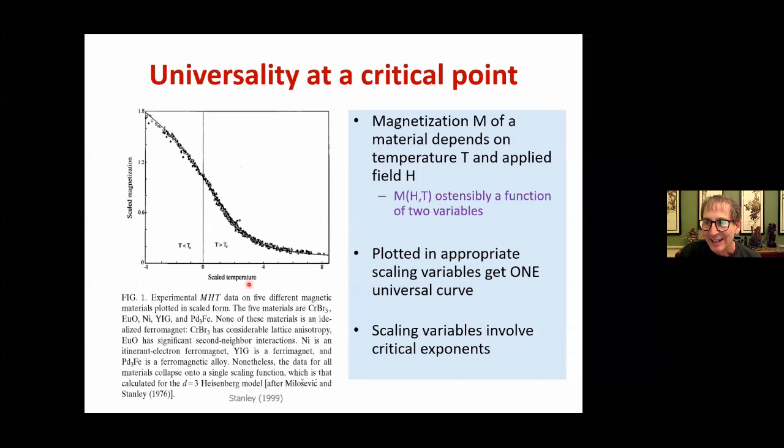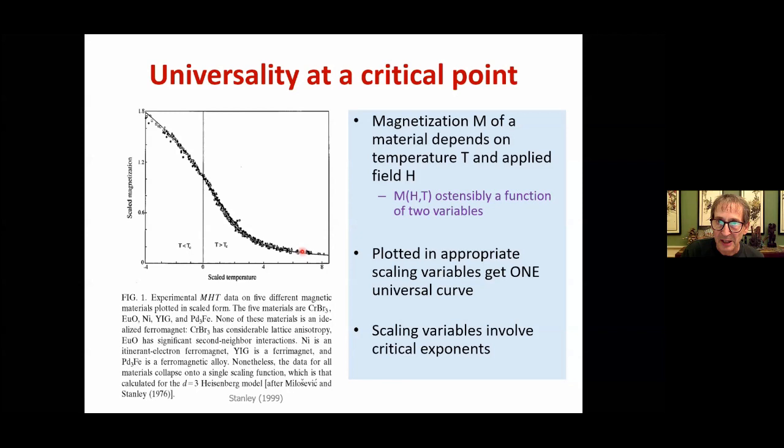So let's see if that's true. This is the scaled magnetization, and this is the scaled temperature. And you can see that here are data for five different magnetic materials, and they're plotted in the way that I just showed you. And all those data points for different external magnetic fields and different temperatures, so the magnetization is ostensibly a function of two variables, all those data fall onto one curve, and it's the same curve for all these materials. Okay, that's fantastic.